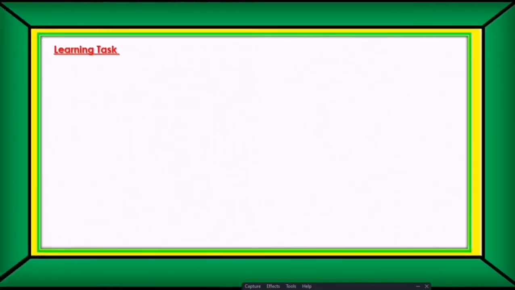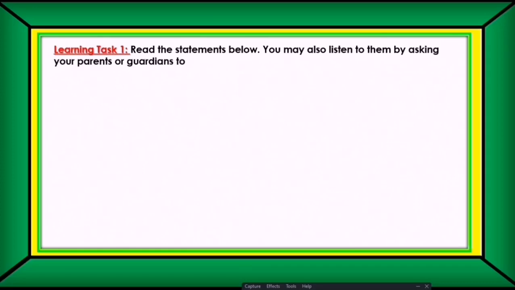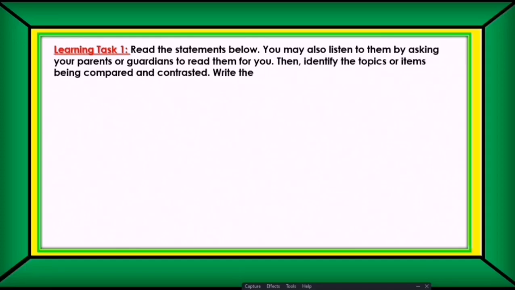Okay. For this Learn and Task 1, we're going to read the statements below. You may also listen to them by asking your parents or guardians to read them for you. Then, you're going to identify the topics or items being compared and contrasted, while the letters of your answers you're going to write in your notebook. This time, children, you have to listen to this and no need for you to read this. No need for the guardians to read it for you because you can hear my voice here and I can read it properly for you, right? So all you have to do is to identify only the topics or items being compared and contrasted.